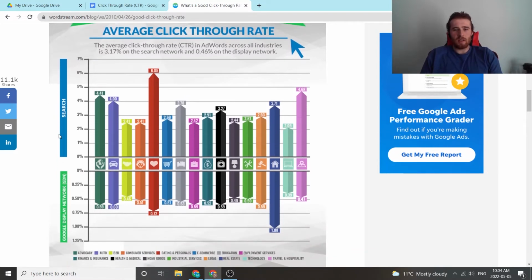And as you can see, they really range quite heavily here. I believe that's education. Education is a 2.09 click-through rate. So that for us would be very low, 2%. But as you can see here, and I believe that's health, dating and personal, that's 6%. So it really depends on the industry you're in.